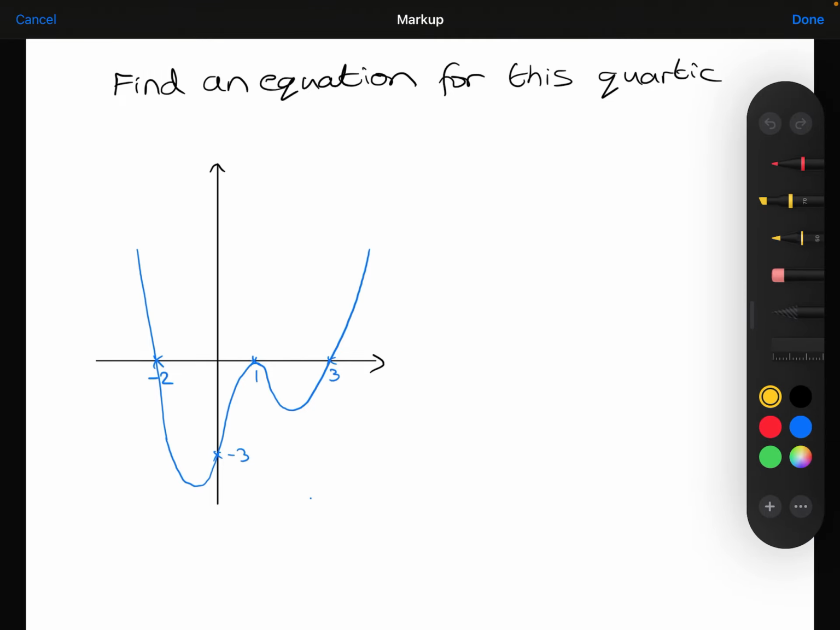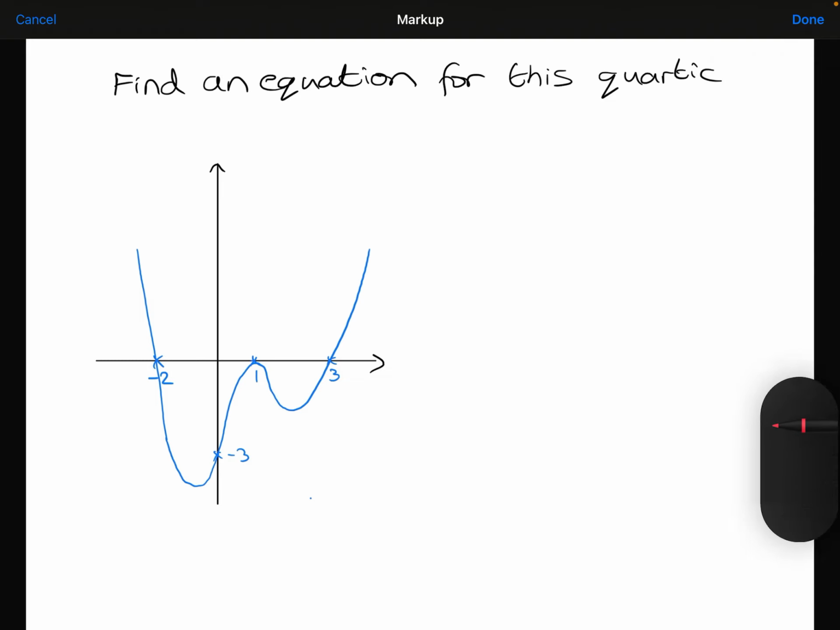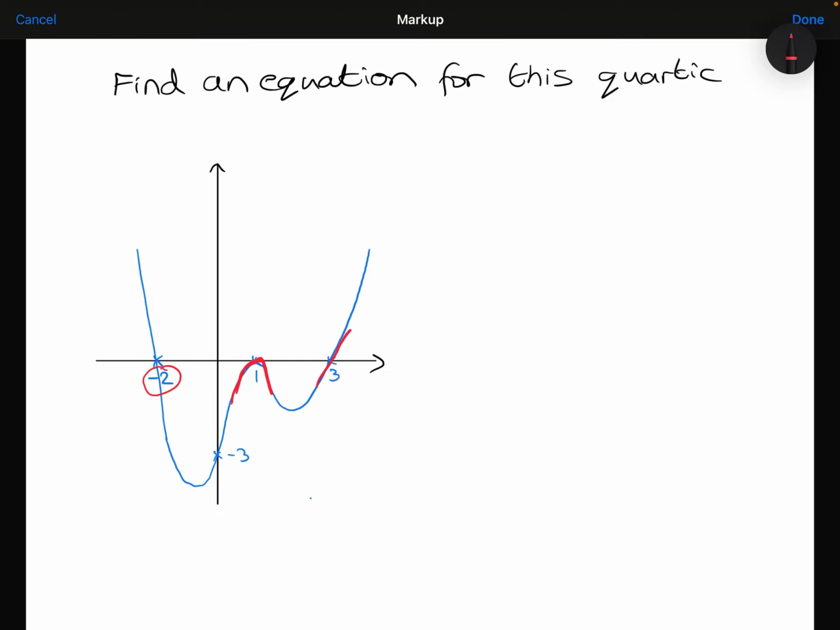What about if we had to go the other way? What about if I gave you the graph and you had to work out the equation? So looking at this graph here, I can see I've got a root at minus 2. I can see I've got a repeated root at 1, and then another normal root at 3. So that's making me think, because of the minus 2, about x plus 2 as a factor.